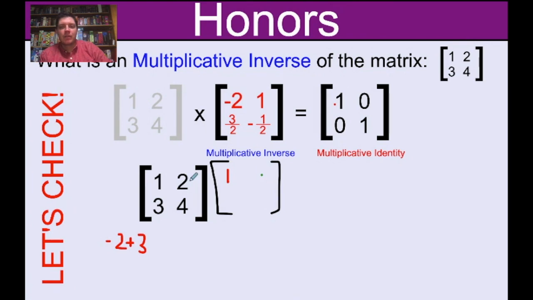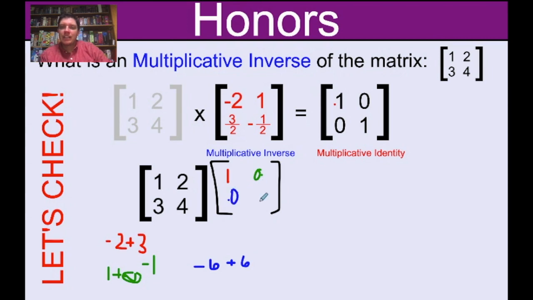All right, let's find this number over here. 1 times 1 is 1. Plus 2 times negative 1 half. That's, oh, sorry, not 0. That's negative 1. 1 plus negative 1 is 0. All right, this number right here. 3 times negative 2 is negative 6. Now use a calculator to check me. I made mistakes before, but 4 times 3 halves is positive 6. So negative 6 plus 6 is 0.